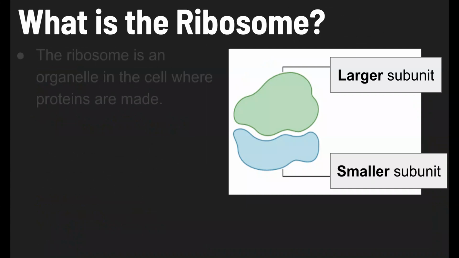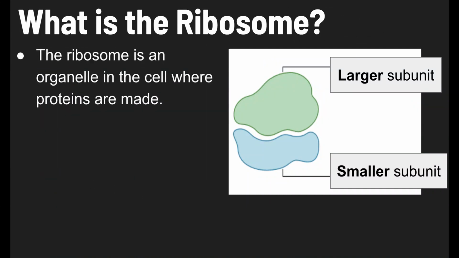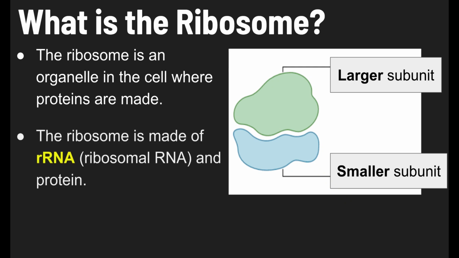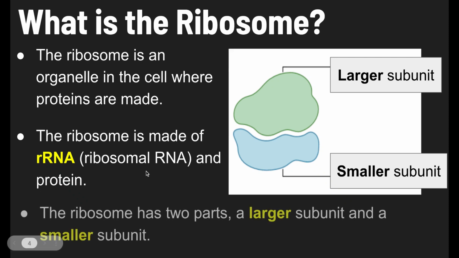So what is the ribosome? The ribosome is an organelle in the cell where proteins are made. And the ribosome is made out of rRNA. That rRNA stands for ribosomal RNA. And it's also made of protein. So it's made out of a combination of a type of RNA and protein. The ribosome has 2 parts. It's got a large subunit and then a small subunit. So the large one's on top and the small one's on bottom here.